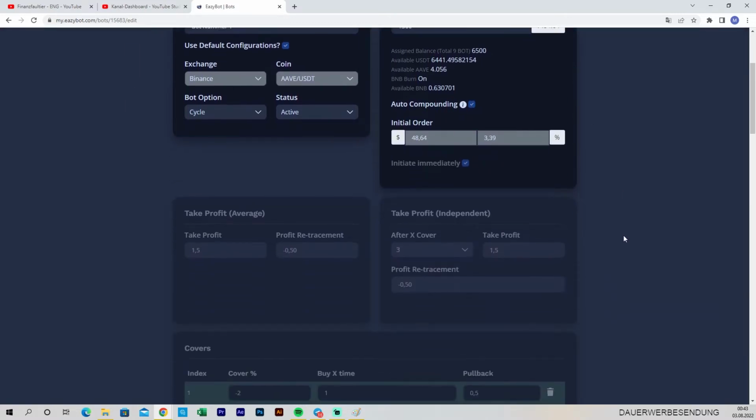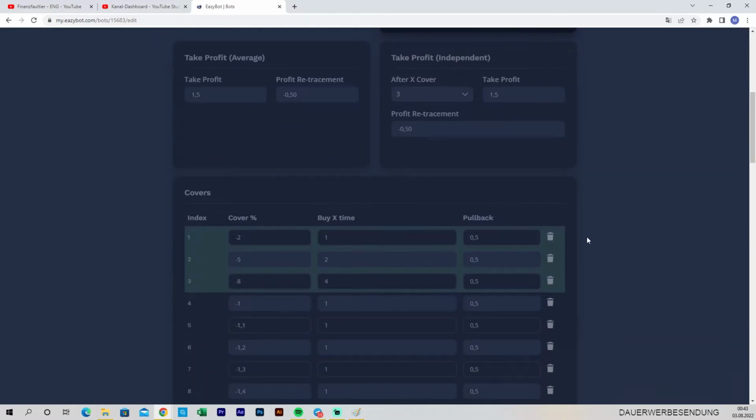So, let's check out the parameters. The first cover, the first buy, is at -2%. You have an initial buy when you start the bot at the price that it is right now, and your first buy is 1x, so one time the amount of the initial buy, at -2%. The second buy would be at -5%, but only when it has a pullback.